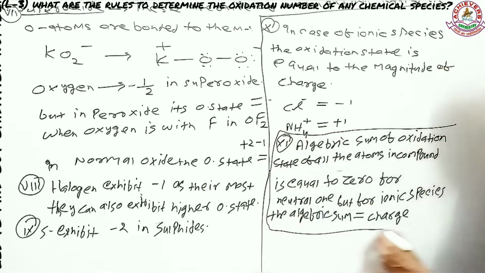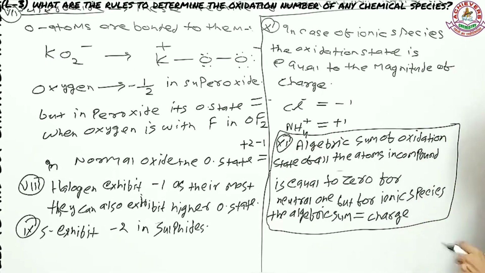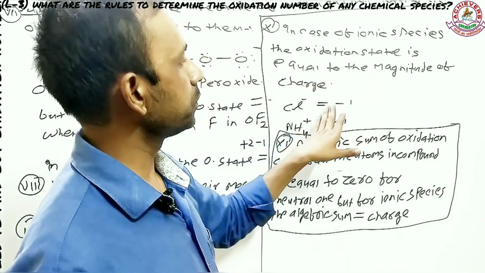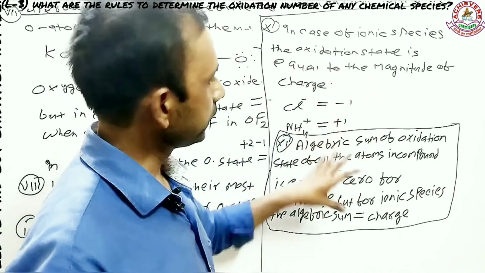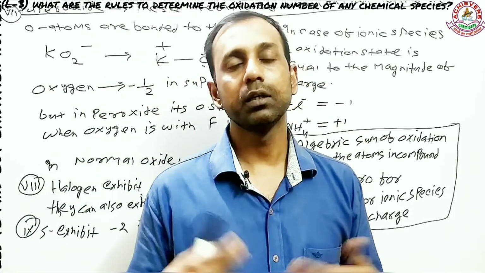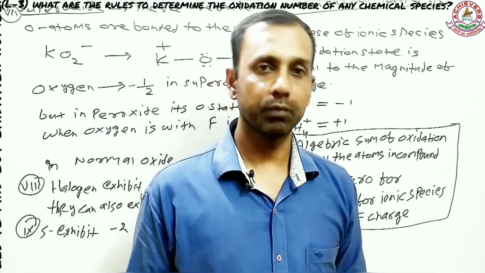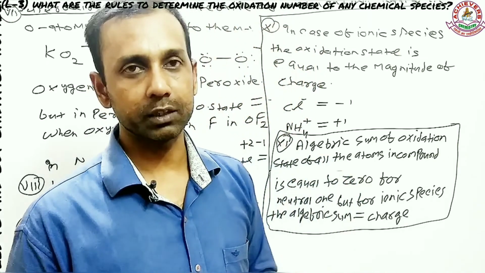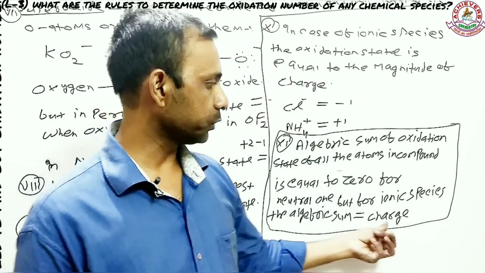I must tell you here, though I feel like I'm doing it a bit awkwardly, but I have to finish this. Let me repeat the whole thing. In an ionic species, the oxidation number is equal to the magnitude of the charge, and in a neutral compound, the sum of oxidation numbers of all the atoms is going to be equal to 0. But if it is an ionic one, then the algebraic sum of all the constituents is going to be equal to the magnitude of the charge.